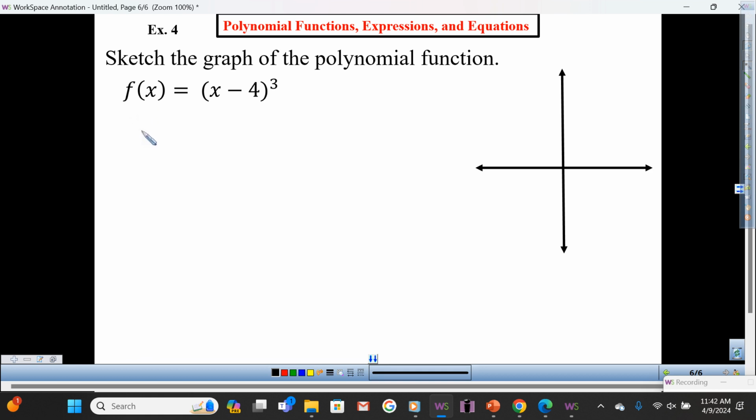Tell your neighbor once again, help him out. What is the first step? According to Gene, first step? Set it equal to 0. That is correct. X minus 4 cubed. Next, is this already factored? Not really, because it's written in exponent form. So 0 equals x minus 4, x minus 4, x minus 4.